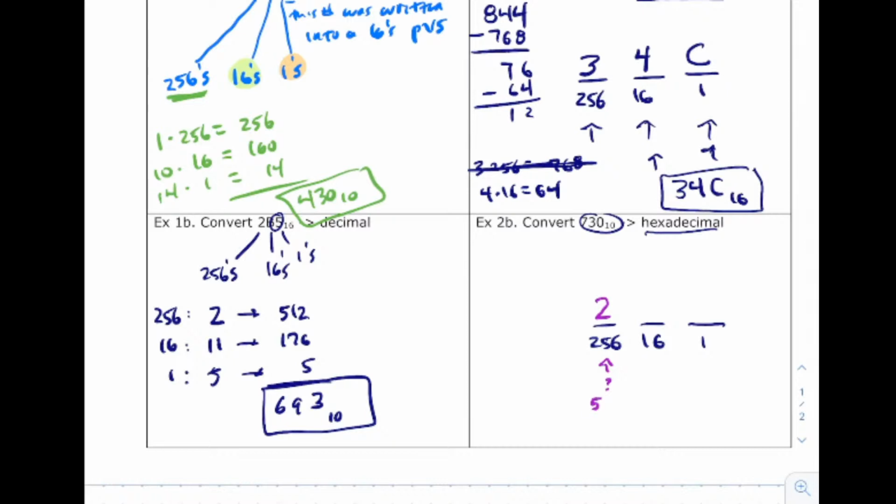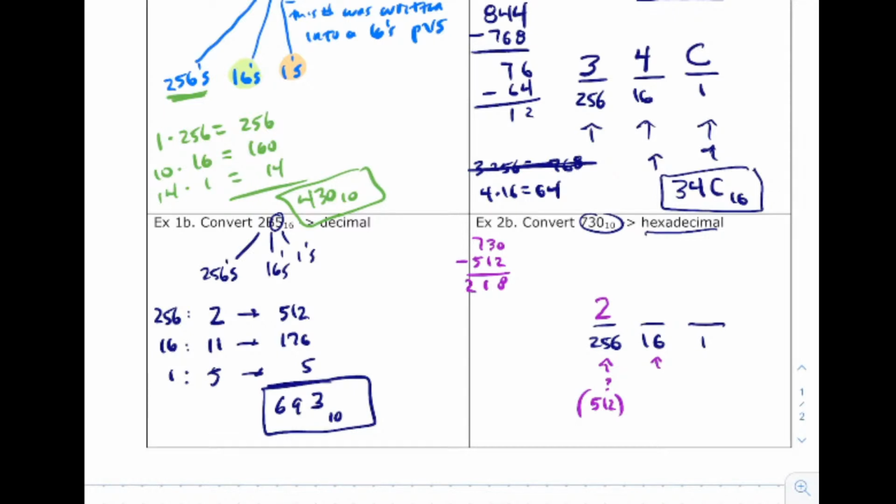Putting a 2 in the 256's place sucks up 512. Well, how many have I got left then? 730, suck up 512. Do I really have 218 left? Yep, I still got 218 left. So you get your 218 left, you come over to the 16's place and you say, how many times can I fill that up? Well, more than 10 times.